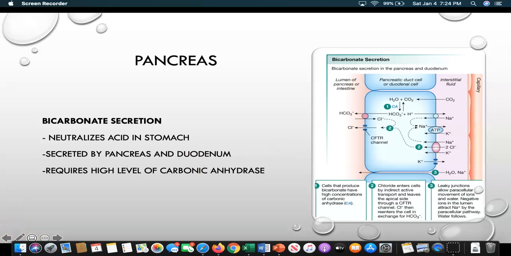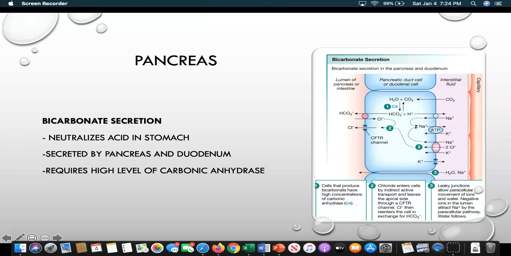Pancreas also secretes bicarbonate, which is essential to neutralize acids in the stomach because stomach contents have an acidity level of 2 usually. So with the more neutral acid level, digestive breakdown is more effective. It is secreted by the pancreas, mainly a little bit by duodenal cells, but mainly by the pancreas, and requires high level of carbonic anhydrase to create this watery fluid to neutralize the acids.